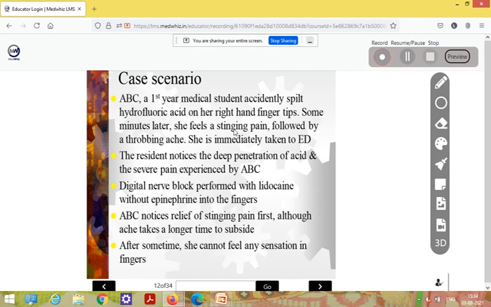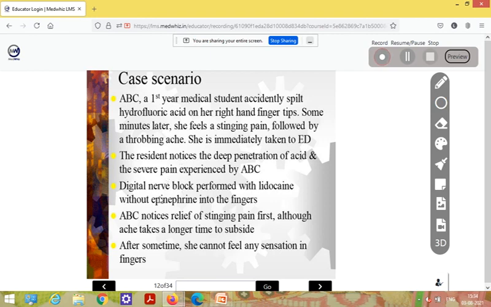You're all fresh from physiology, and you know that you have the different types of pain carrying fibers like the C fiber, A delta fiber, and so on, isn't it? So they carry the sharp pain, and the throbbing pain is usually carried by bigger nerves, the myelinated nerve fibers. So now she is taken to the emergency department, where the resident notices that because of the deep penetration of the acid, she is experiencing severe pain.